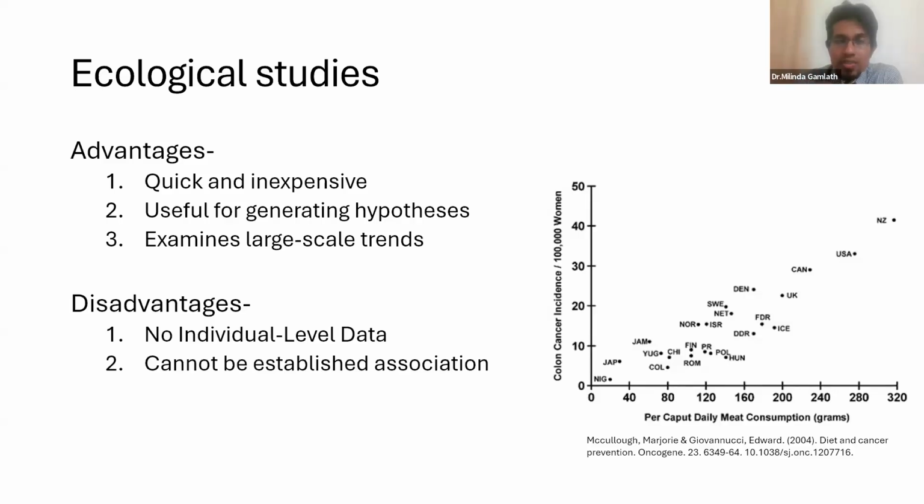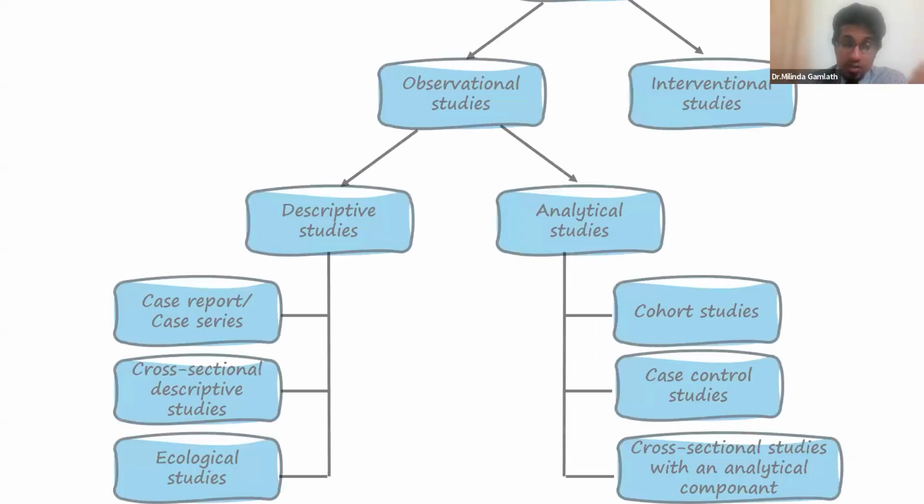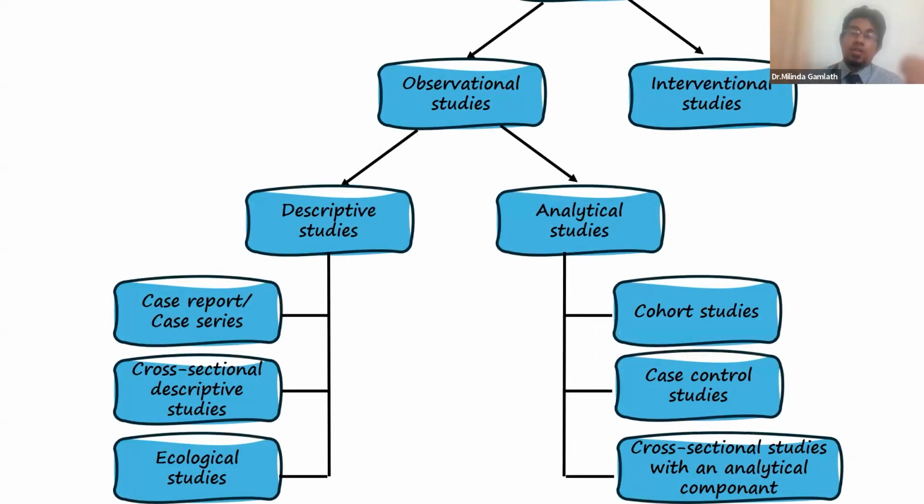Because of that, you cannot establish associations. I hope that's clear. So these are the examples of descriptive studies: case reports, case series, cross-sectional descriptive studies, and ecological studies. Then let's go on to analytical studies.